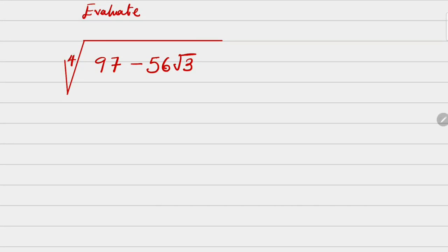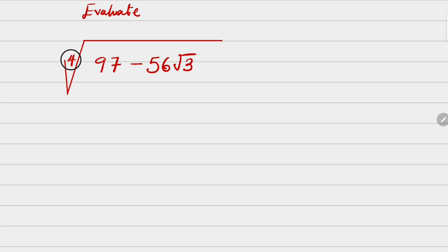Now let's work this question. The first thing you should note about this question is that we are talking about the fourth root of the expression, and this is negative. These are pointers that will help you to work this question out well.